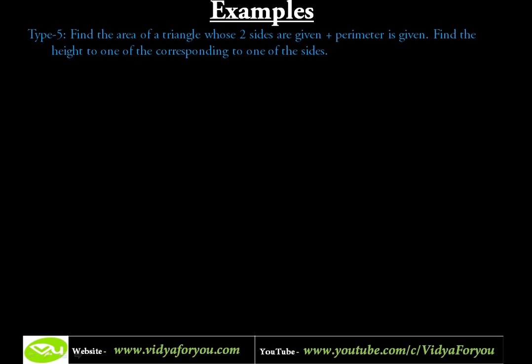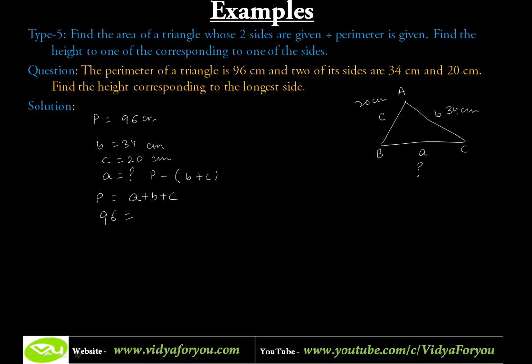Find the area of a triangle whose two sides are given and perimeter is also given. Next question in this is find the height. So 96 will be equal to a plus 34 plus 20. 96 equal to a plus 54. 96 minus 54 is equal to a. You just subtract it. So we got the value of a as 42 centimeter.